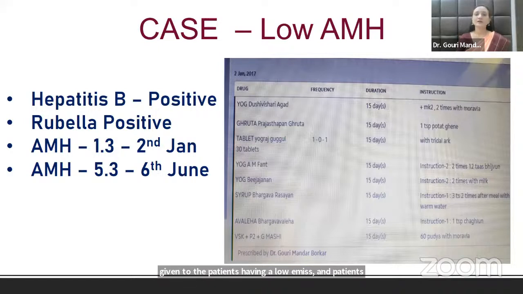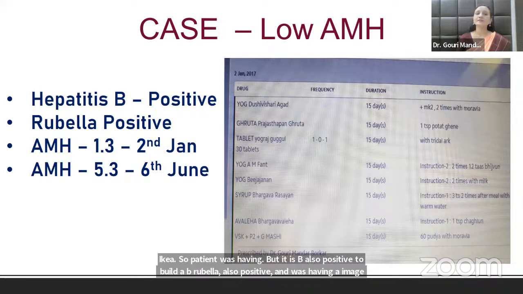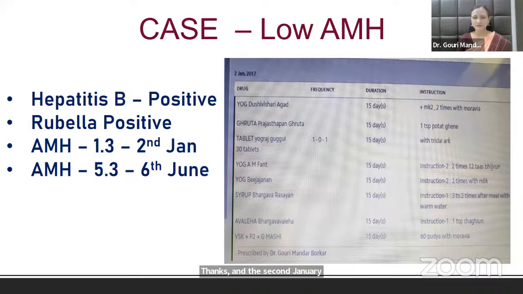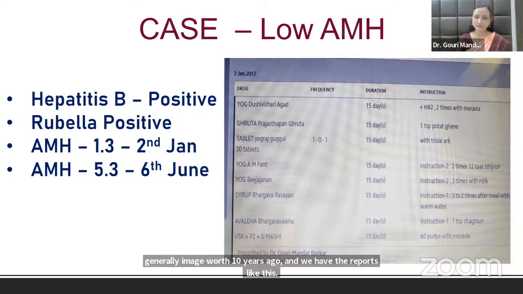In this case, I have put in a screenshot, see. The patient was hepatitis B positive, rubella positive, and had AMH 1.3. On 2nd January it was 1.3, and on 6th June, after 6 months, she had 5.3. Generally AMH does not increase, that is what is said, but we have reports like this. In this case, Doshi Vishari and Mukti Kamduda were used for the patient with low AMH.